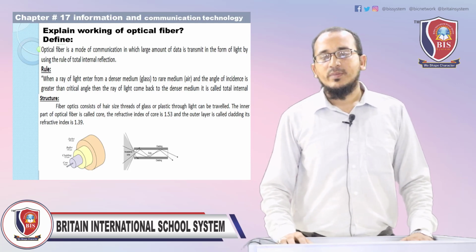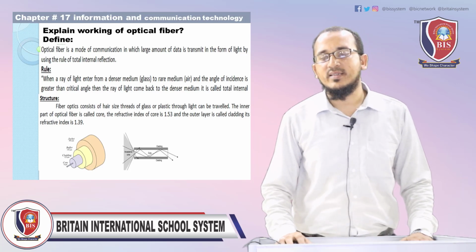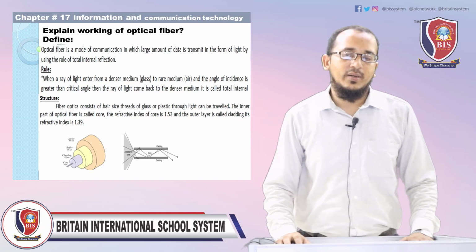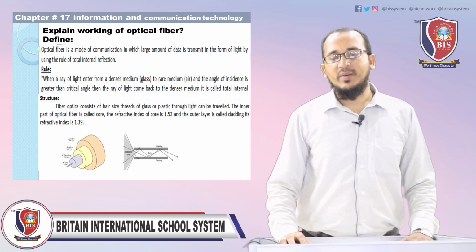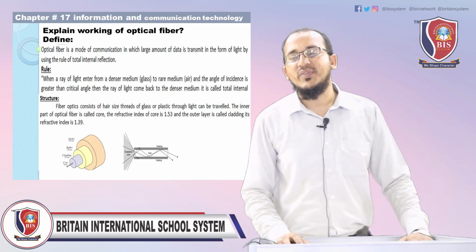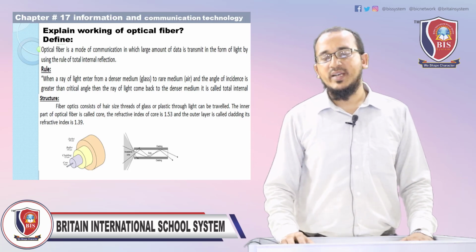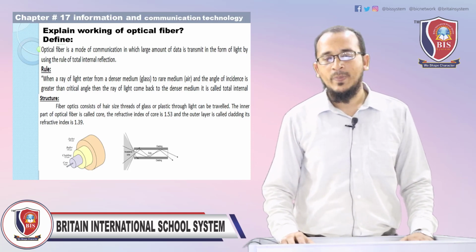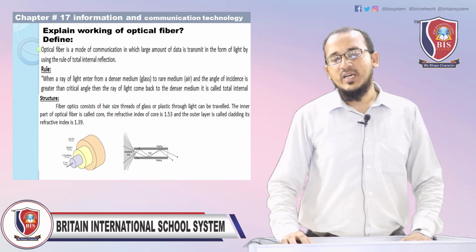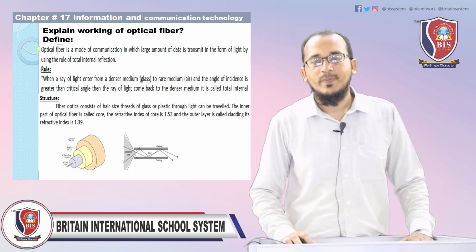The structure of optical fiber. Optical fiber consists of a hair-sized thread of glass or plastic through which light can travel. The inner part of the optical fiber is called the core. The refractive index of the core is 1.53 and the outer layer is called cladding. Its refractive index is 1.39. The optical fiber consists of 4 layers, which are core, cladding, buffer and jacket.